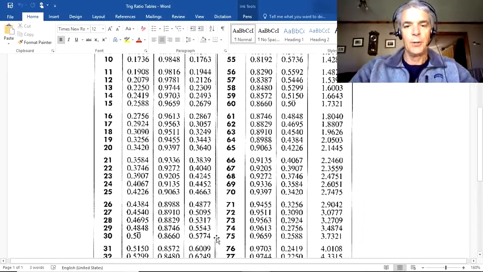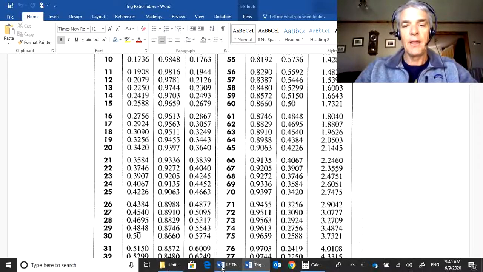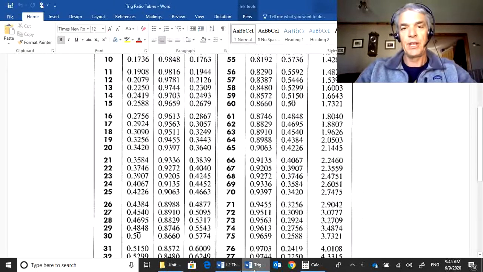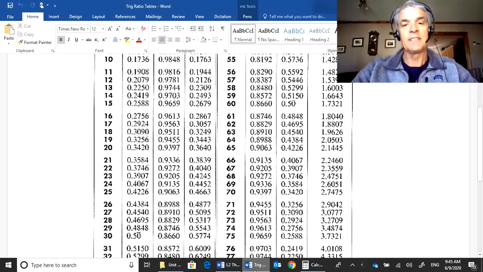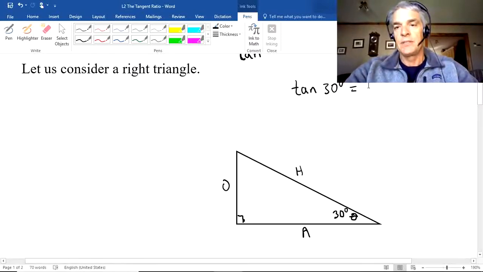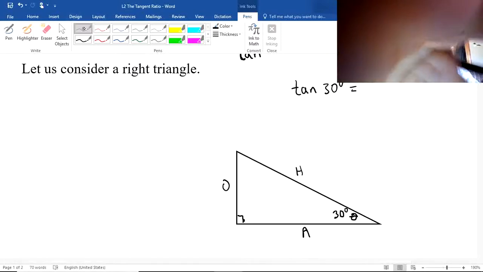0.5774. By the way, this table that I'm showing you here, I've made it available for you so you can print a copy of it off. It's in the content section of the VLE, and I will email it out as well. Okay, so what was that number? I'm just trying to remember.